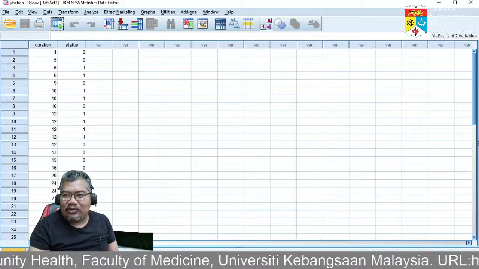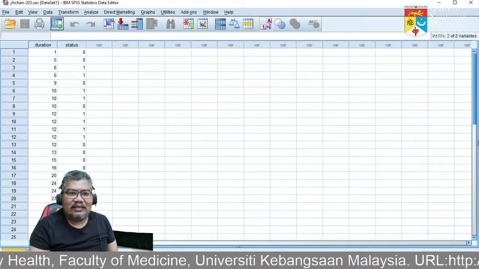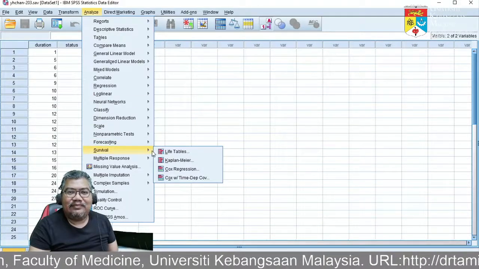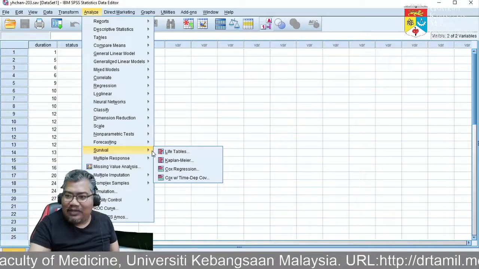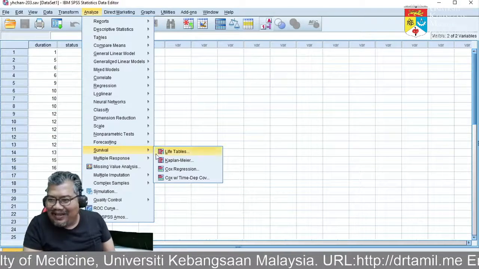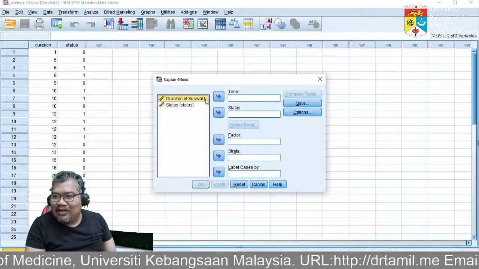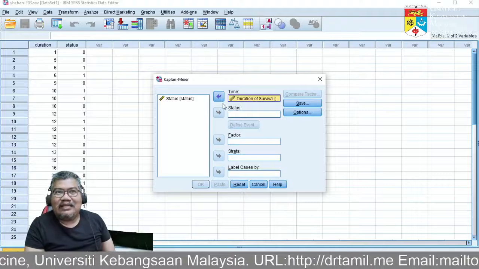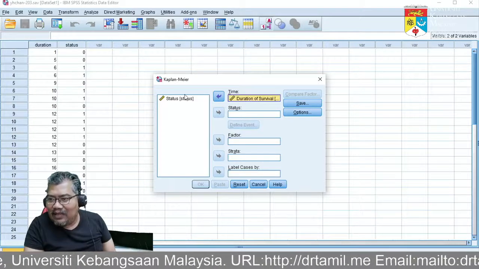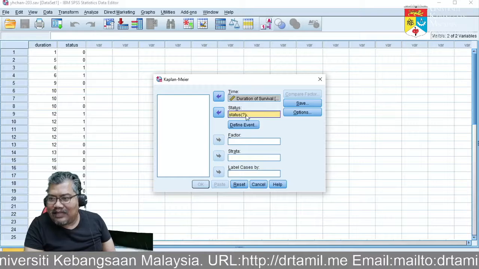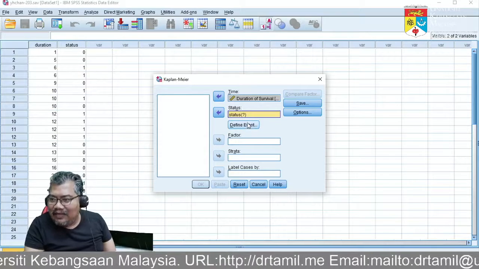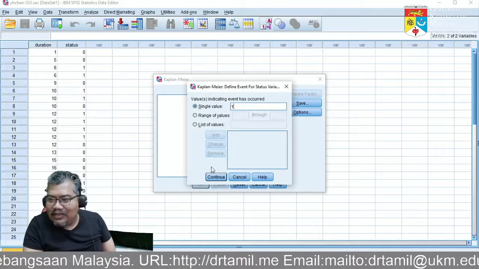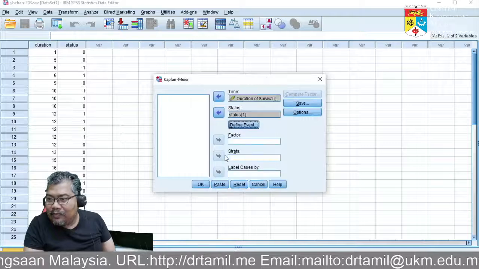Okay. So we're going to do the analysis. How do we do the analysis? We click analyze, survival. Right now my camera is blocking me, but I just try. The duration of survival is time. I stated here the duration of survival is in months. Status, we shift to the status. What is the event? The event is coded as 1. If they reach the endpoint, it is coded as 1. So we click continue.